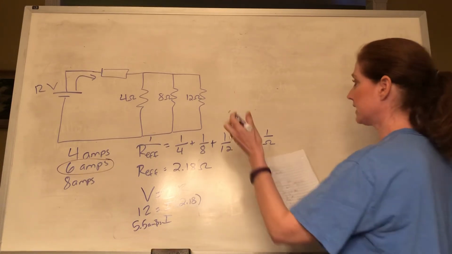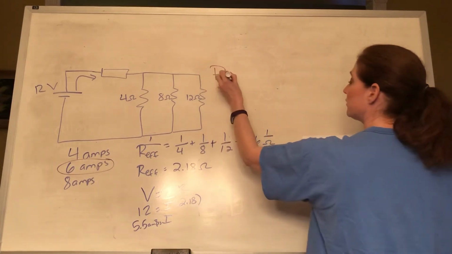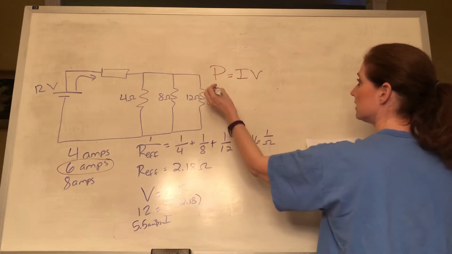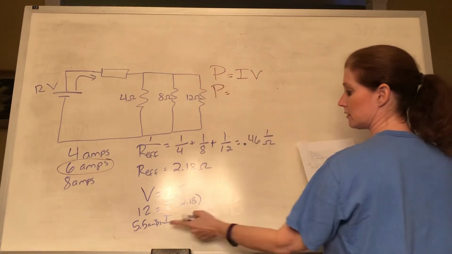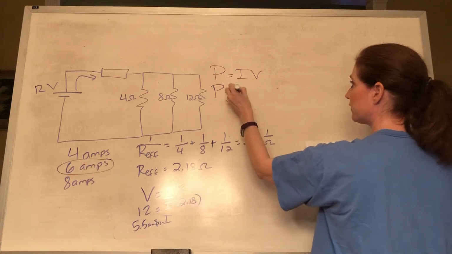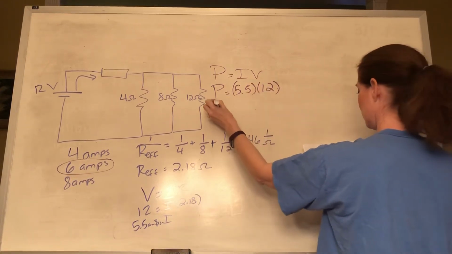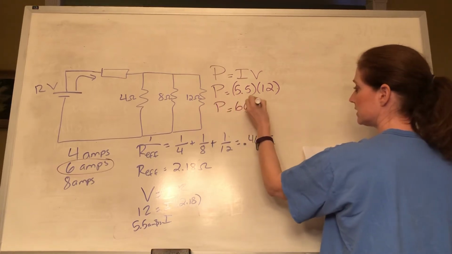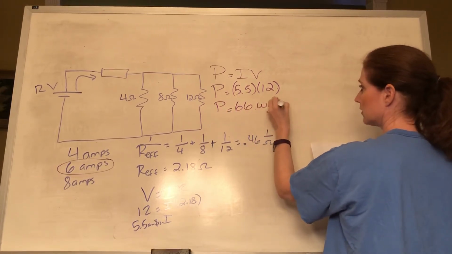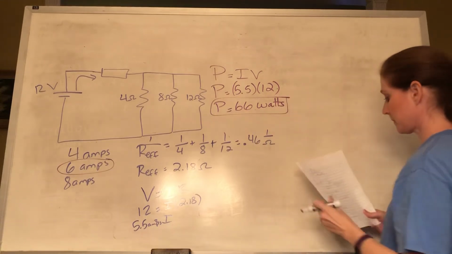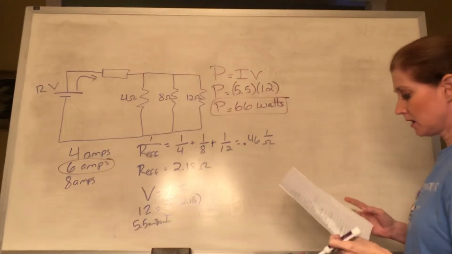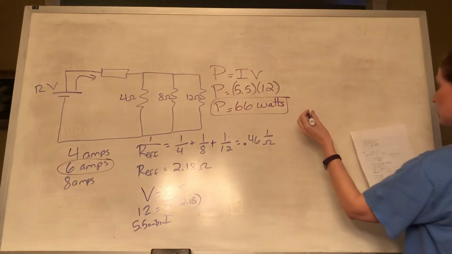And then if we're looking at the power, we have P equals IV. And so we have our amps of 5.5 and our volts 12. And so we have 66 watts. Okay. One more example.